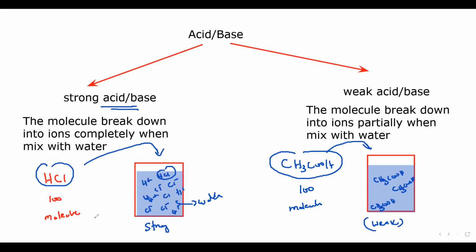Is it clear? The difference between strong acid and strong base, or weak acid or weak base. If a substance breaks down into ions, we call that a strong acid or strong base. If it does not dissociate or break down into ions, we call that a weak acid or weak base.